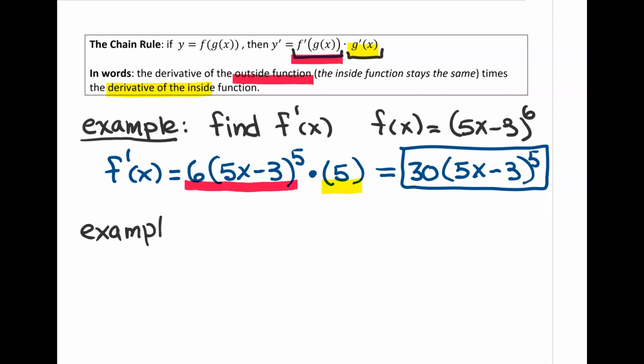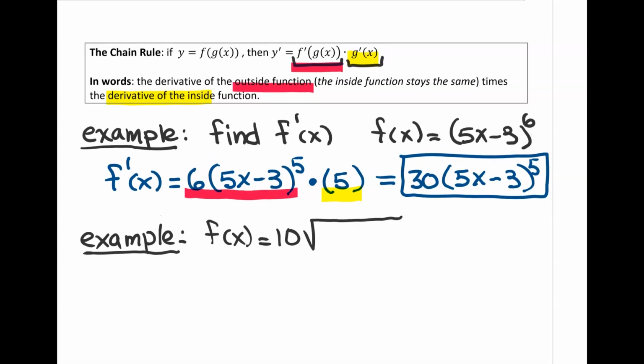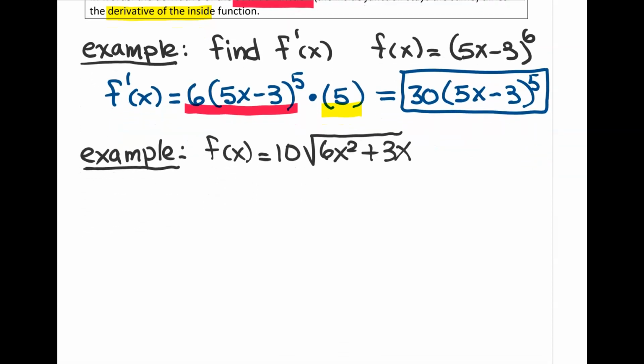Let's try that second one that had the square root on it. So we had a function f of x that was 10 times the square root of 6x squared plus 3x. Now that function, before I do the derivative of it, like any function with a square root or a radical, I like to write that with an exponent. So I'm going to change this to 10 times (6x squared plus 3x) to the power of 1/2.